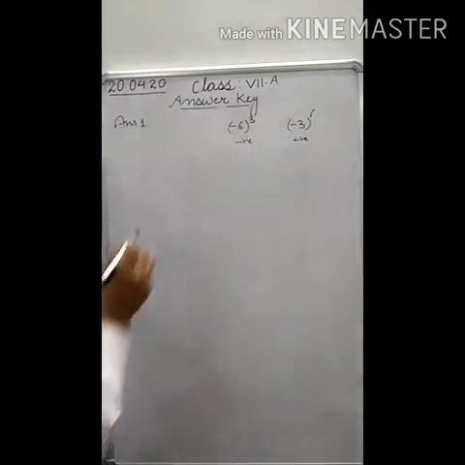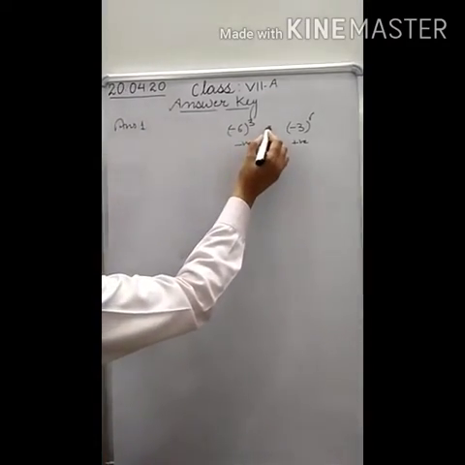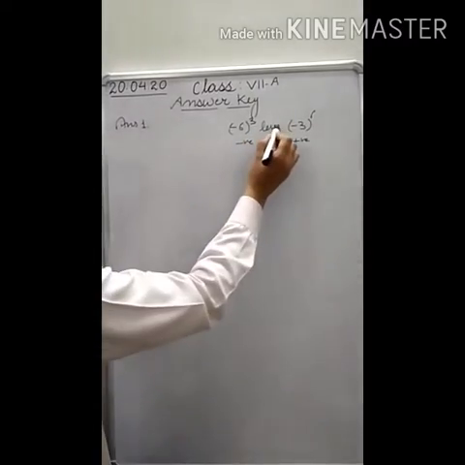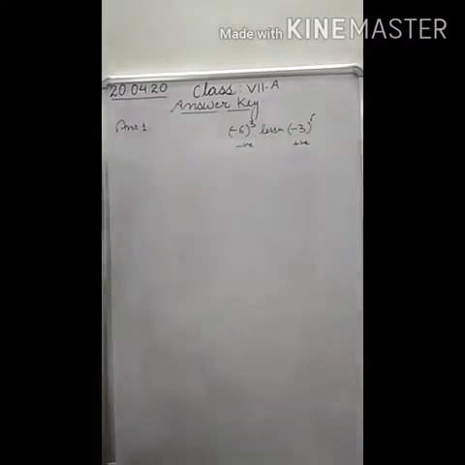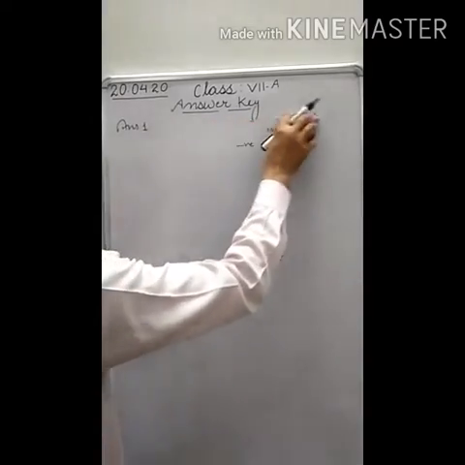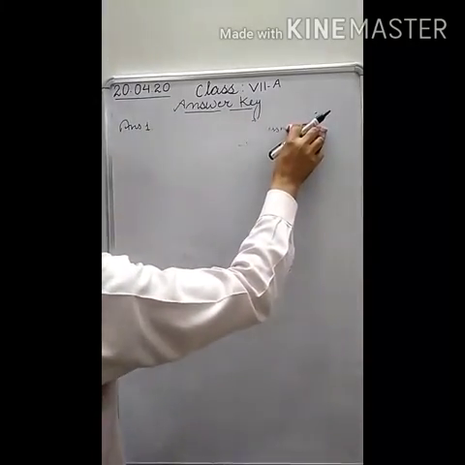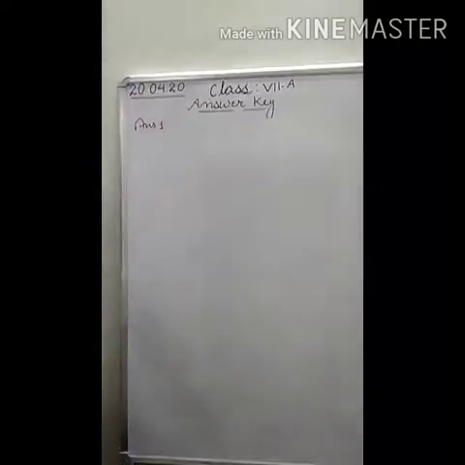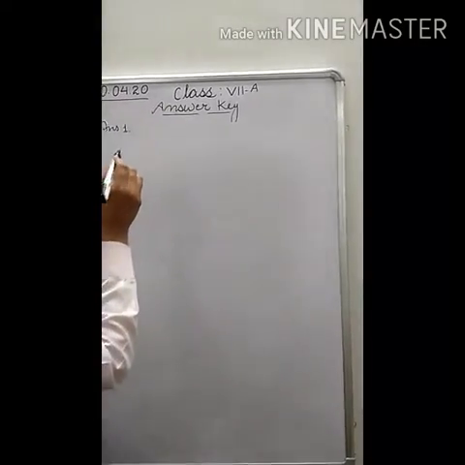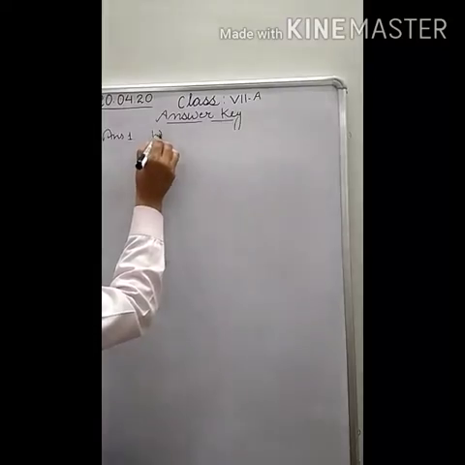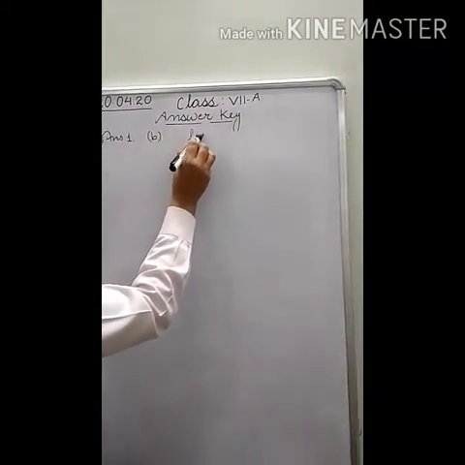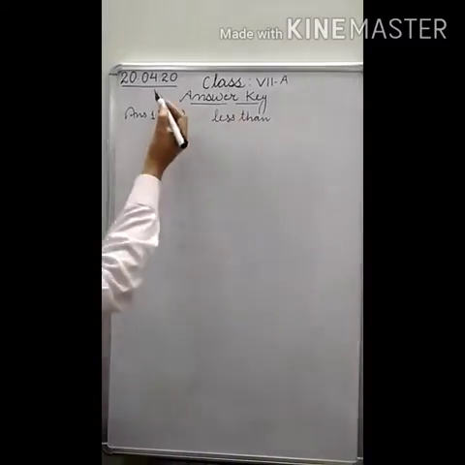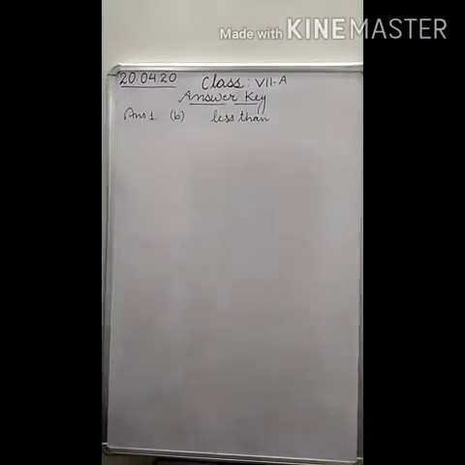And you always know that a negative number is always smaller than, or you can say less than, this number. So your answer will be what? Less than. So your option will be here. First of all, you write the option. Which option is it? B. And your answer is less than. If you write only B, that is also sufficient.